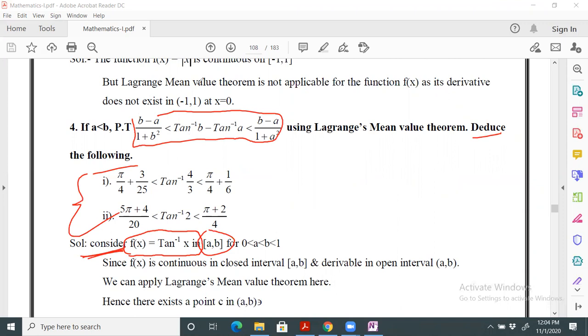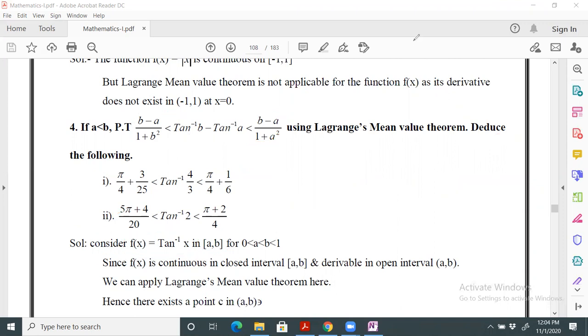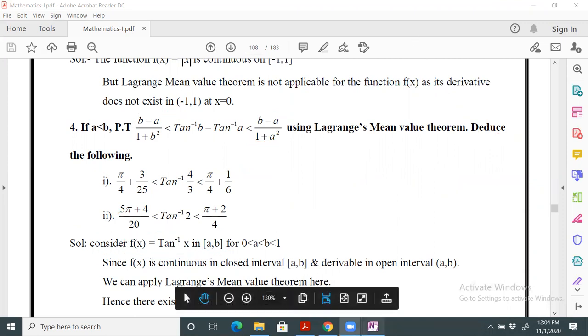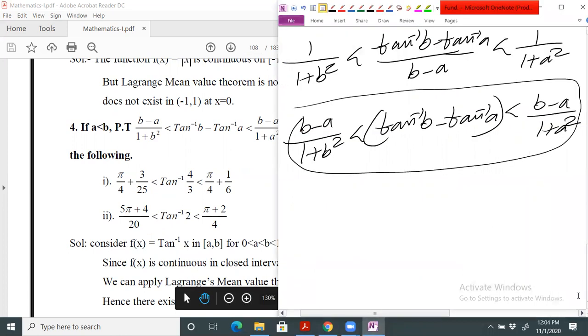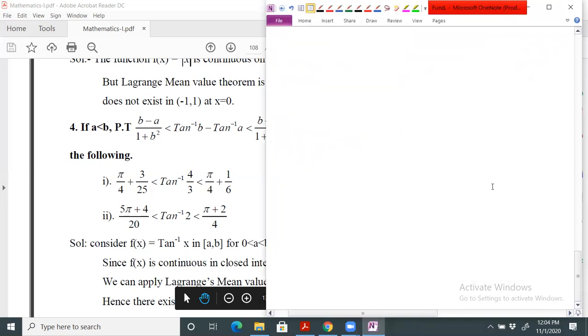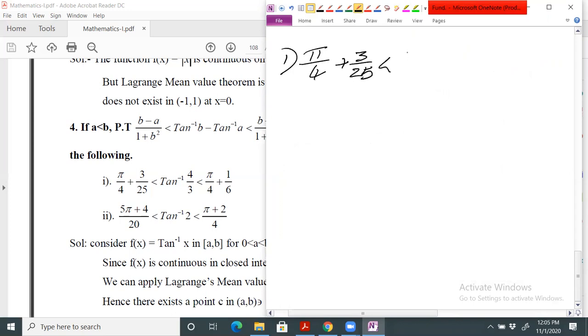What are the values we have to substitute in place of a and b? That is important for us. For identifying that, I'm going to rewrite what we have to show. The first one: we have to show that pi by 4 plus 3 by 25 is less than tan inverse of 4 by 3 is less than pi by 4 plus 1 by 6. This one we have to get.